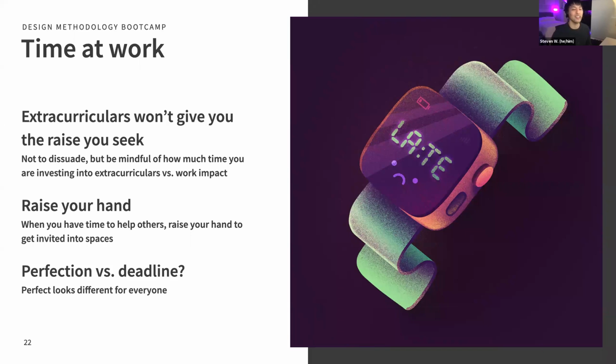Yeah. Fire. Perfect looks different for everyone. Absolutely. Who's going to get that tattooed? I'm going to get it right here.